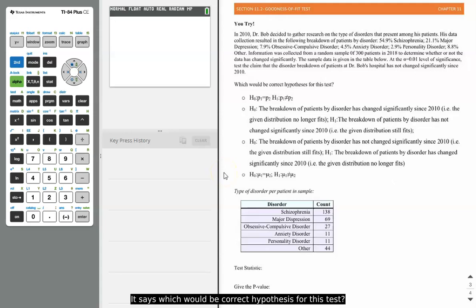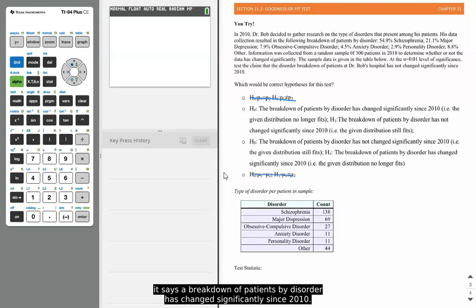So it says which would be correct hypotheses for this test. So remember the null always says that the distribution is the same, and then the alternative says that it differs. So if I look at the four options I have, I can cross out a couple of these, right? I can cross out the first one that talks about proportions, and the last one's talking about means, which we're not doing here. So that leaves me with the two middle ones. We want the null to say that it has stayed the same. The second option says the breakdown of patients by disorder has changed significantly since 2010. We don't want that. That should actually be what our alternative looks like.